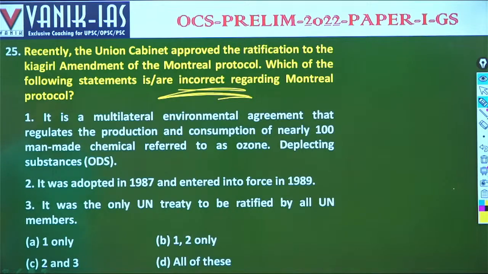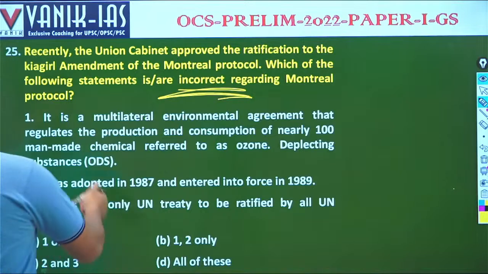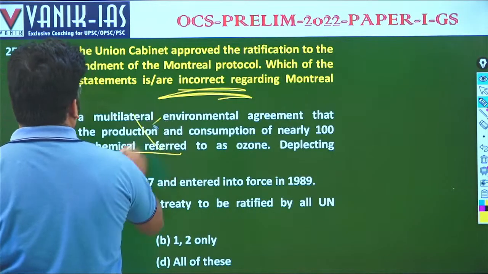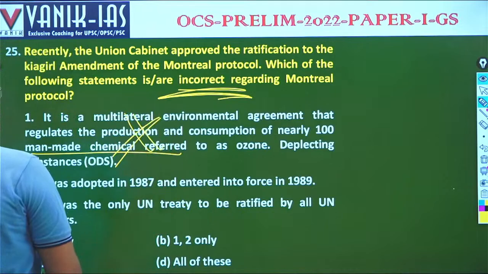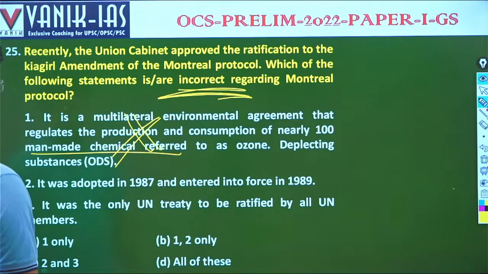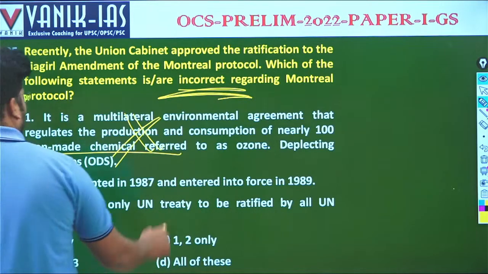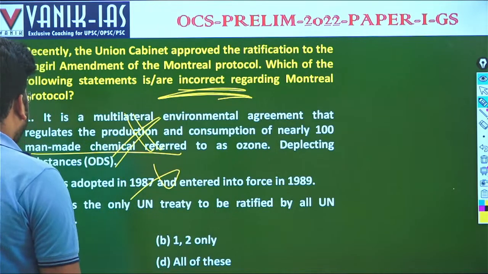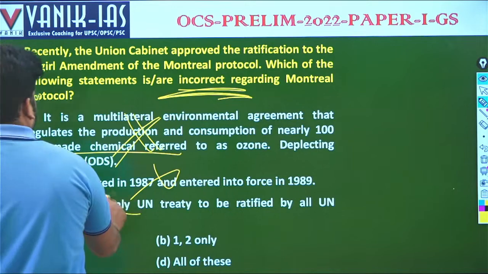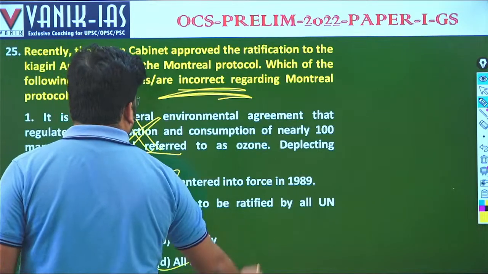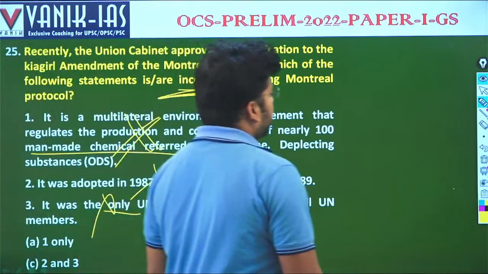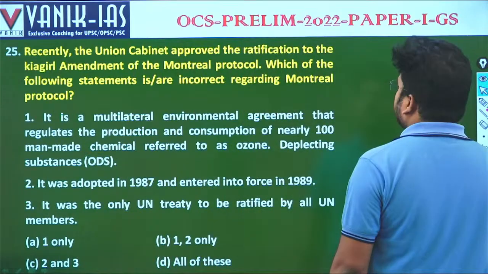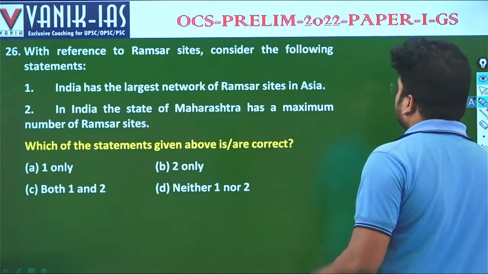It is a multilateral environmental agreement that regulates the production and consumption of nearly 100 man-made chemicals. Now it is only related to ozone, so it is wrong. It was adopted in 1987 and entered into force in 1989. This is also wrong. It was the only UN treaty to be ratified by all UN members. So all of these are wrong in case of Montreal Protocol. Montreal Protocol, Vienna Convention are related to stopping ozone depletion.